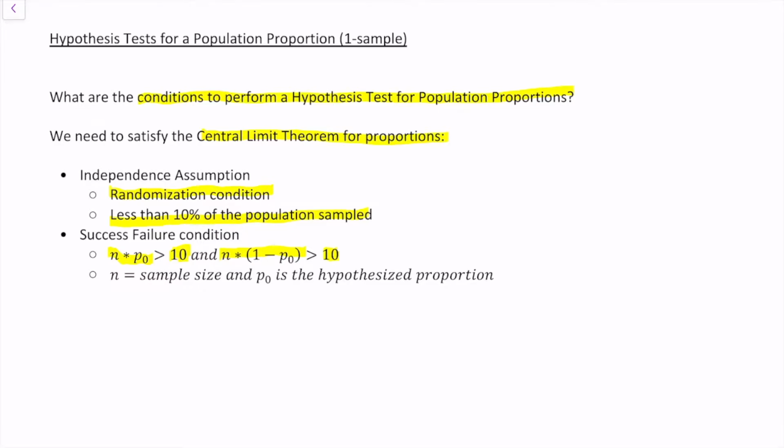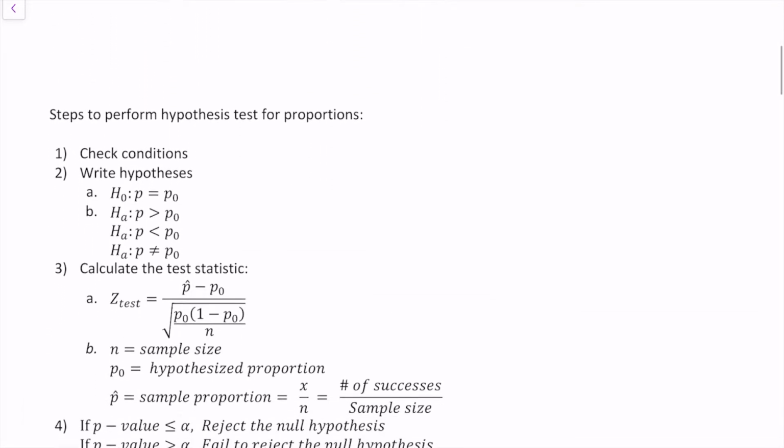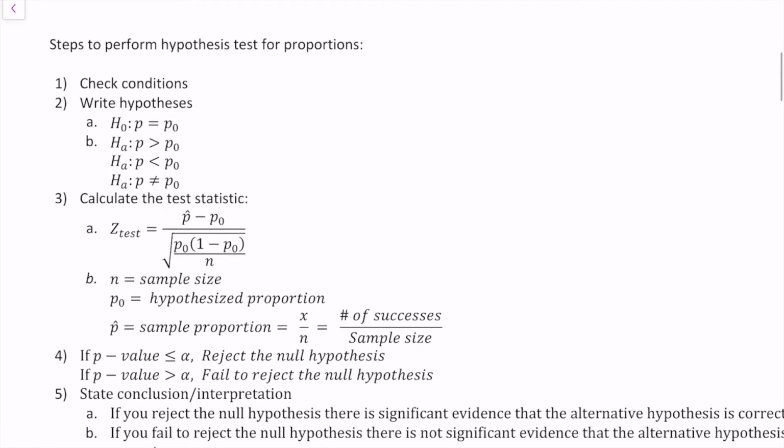Okay, so here are the steps on how to perform the hypothesis test for proportions. The first thing we just went over is you want to check your conditions. You want to check for randomization and for less than 10% sample, which gets you your independence assumption. Then you want to check your success and failure condition: n times p naught needs to be greater than 10, and n times 1 minus p naught needs to be greater than 10.